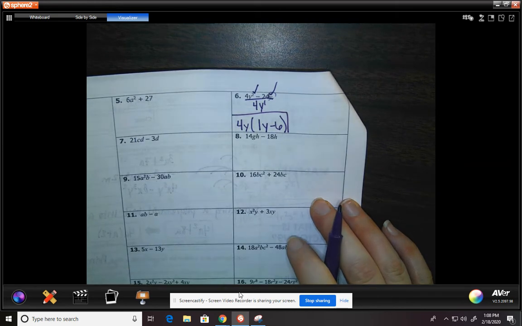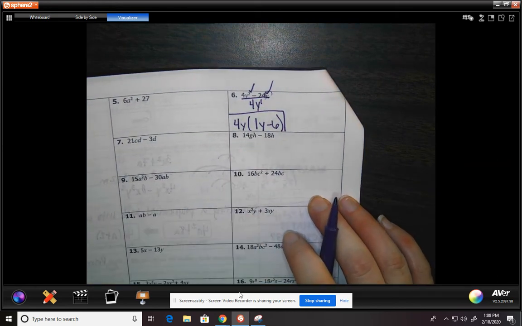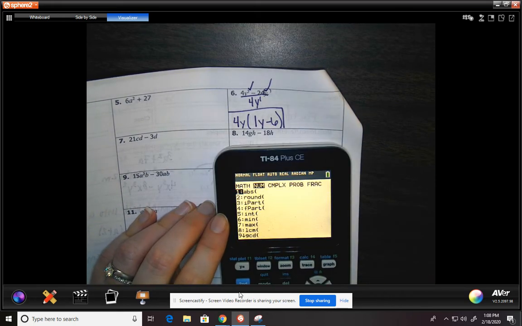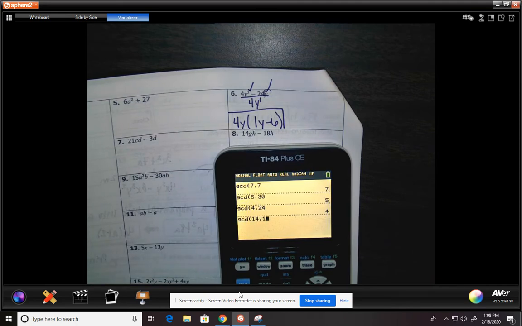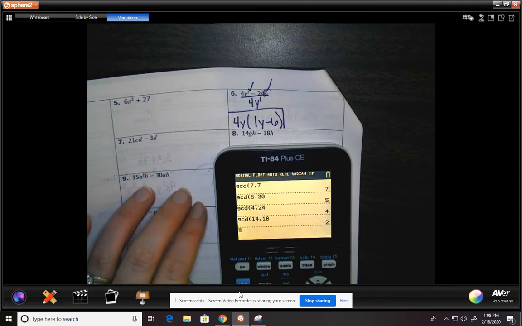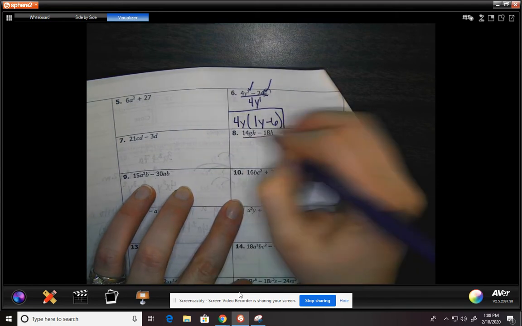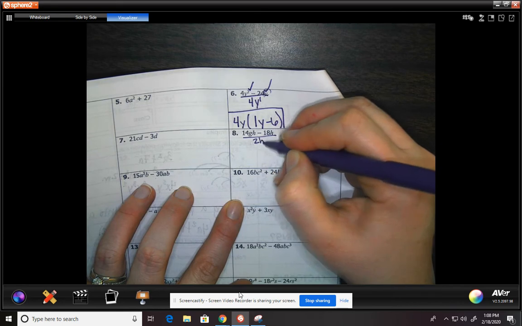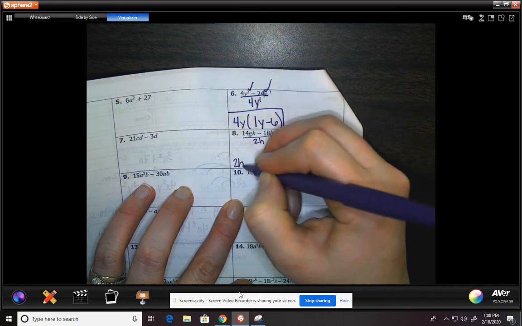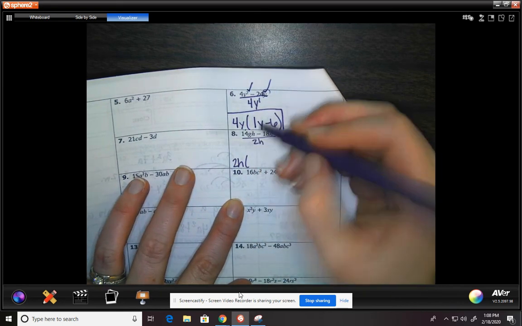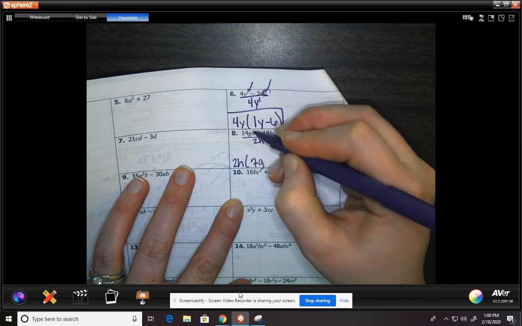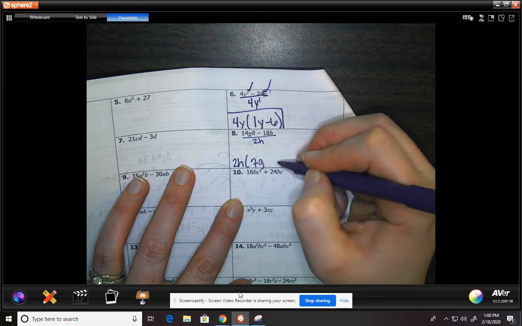Okay, for 8, I have 14GH minus 18H. Okay, I'm going to put this in first. So math number 9, 14 comma 18. The biggest number I can divide out of both of those is 2. Now, they both don't have a G, but they do both have an H, so I divide by H. I'm going to bring down the 2H. 14 divided by 2 is 7. G minus no G's leaves me with G, and 1 minus 1H cancels the H.